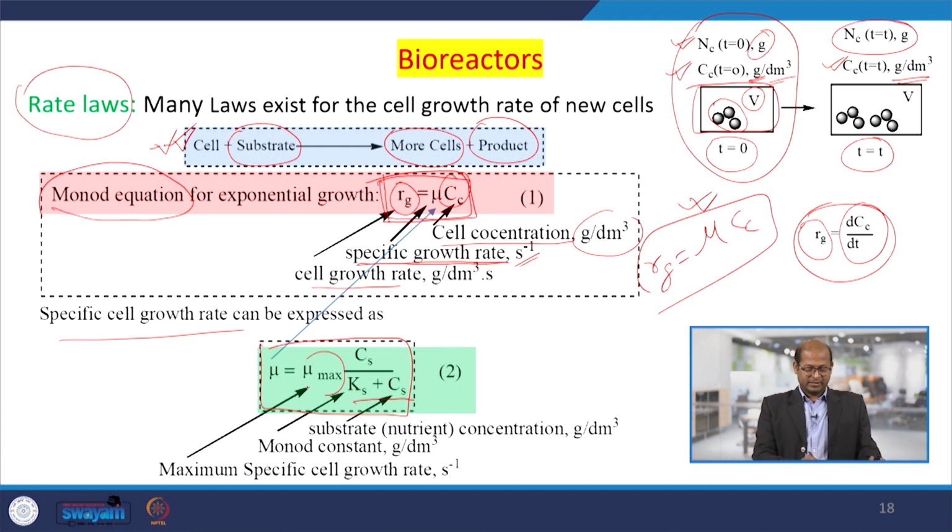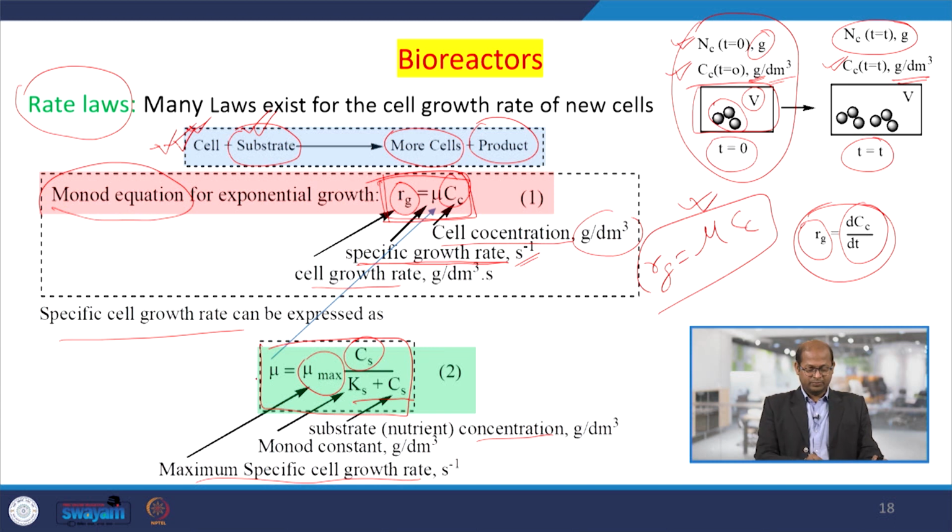So, here mu max is the maximum specific cell growth rate, and Cs is the substrate concentration, or nutrient, that we have supplied for this reaction. On the left-hand side you can see we have substrate and cell, two components. When the bioreactions take place, substrate concentration gradually decreases and cell concentration gradually increases, and at the same time product concentration also gradually increases, and more cells are formed.